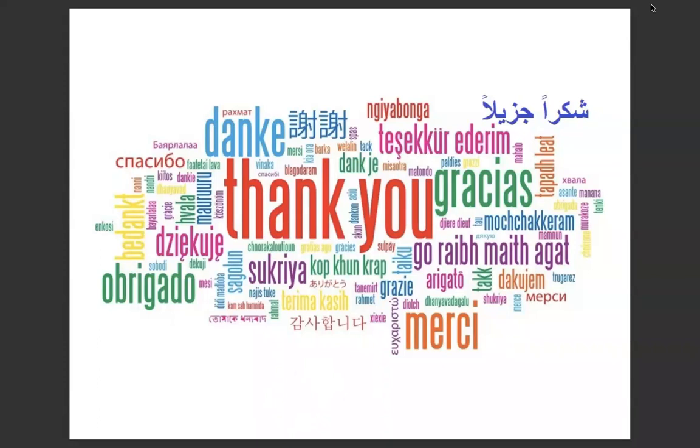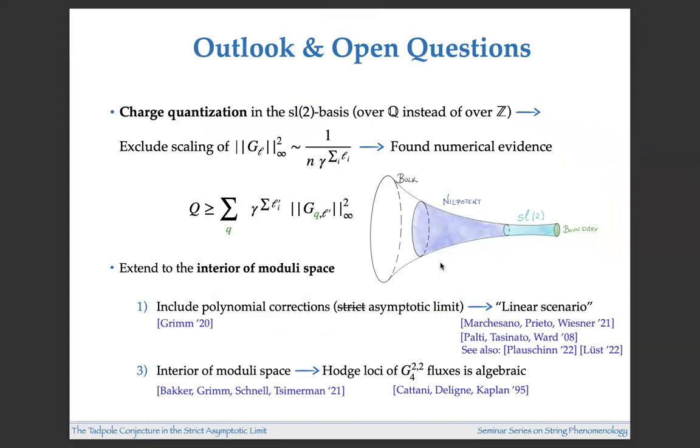Hi, hello. Yeah, thank you for the very nice talk. I have a brief question regarding the cartoon where you drew the strict asymptotic limit as this kind of region, right? But isn't that a bit misleading? I mean, there isn't really a region. If you go strictly to that limit, you can ignore all these corrections. So in principle, you always have some corrections to your analysis, right? So my question would be, do you have some argument why these corrections would not spoil your counting or your linear relationship?